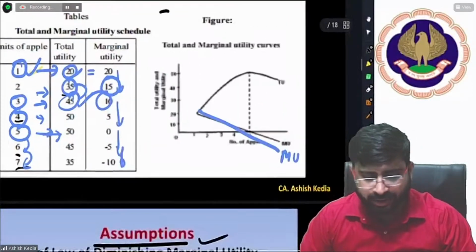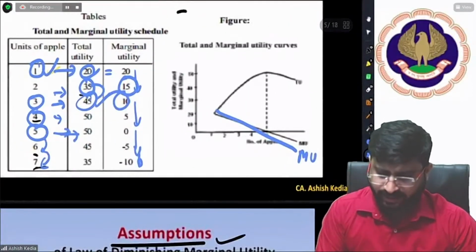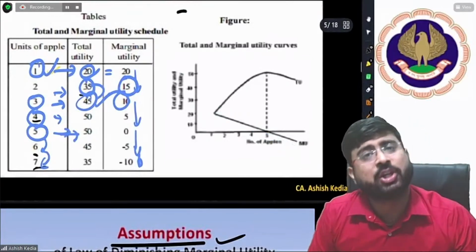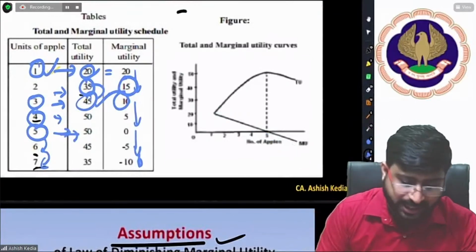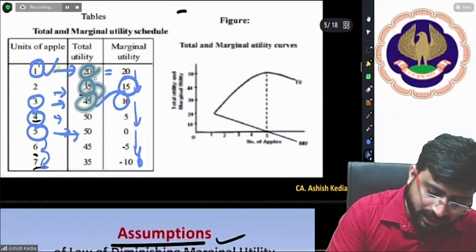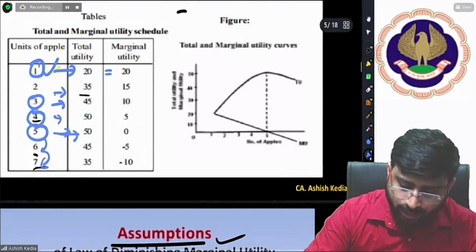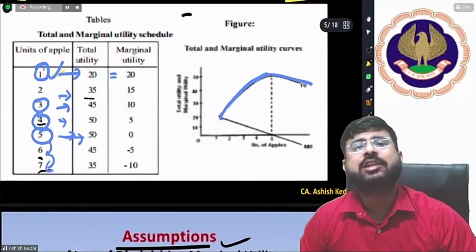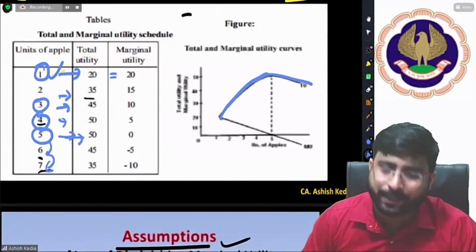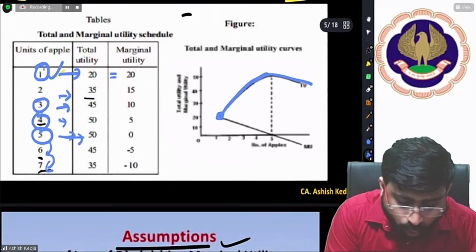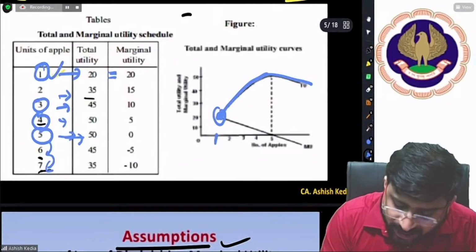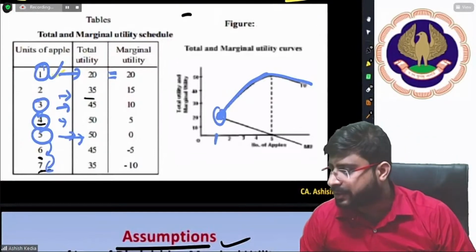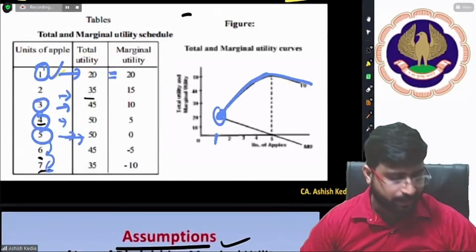Now let's talk about the diagram. In the exam, you can get a question on the relation between TU and MU. So pay attention. If you look at this diagram very carefully, what do you observe? You see TU is rising and then TU falls. What happens to MU? MU and TU were equal at the first unit. So see, for the first unit, we have plotted them together.